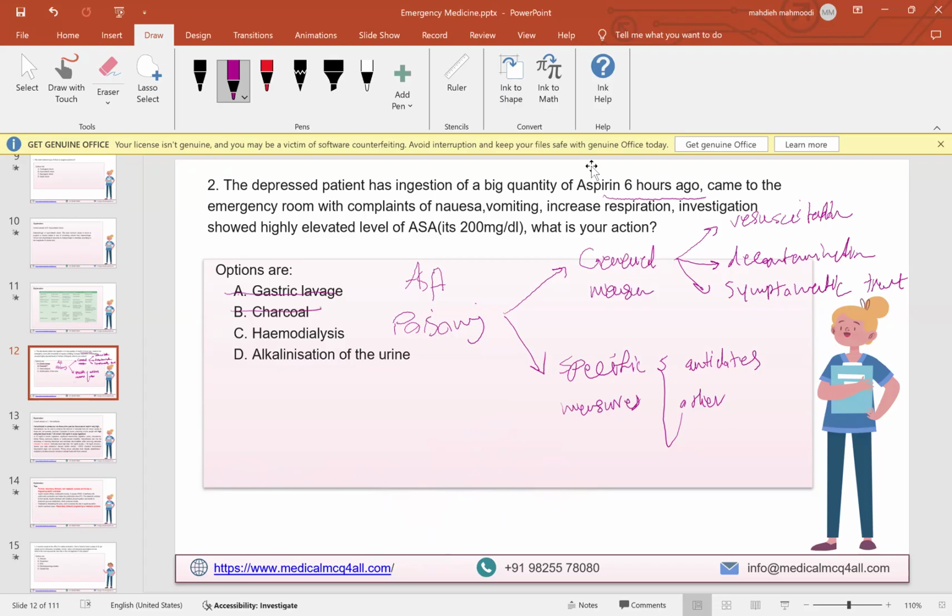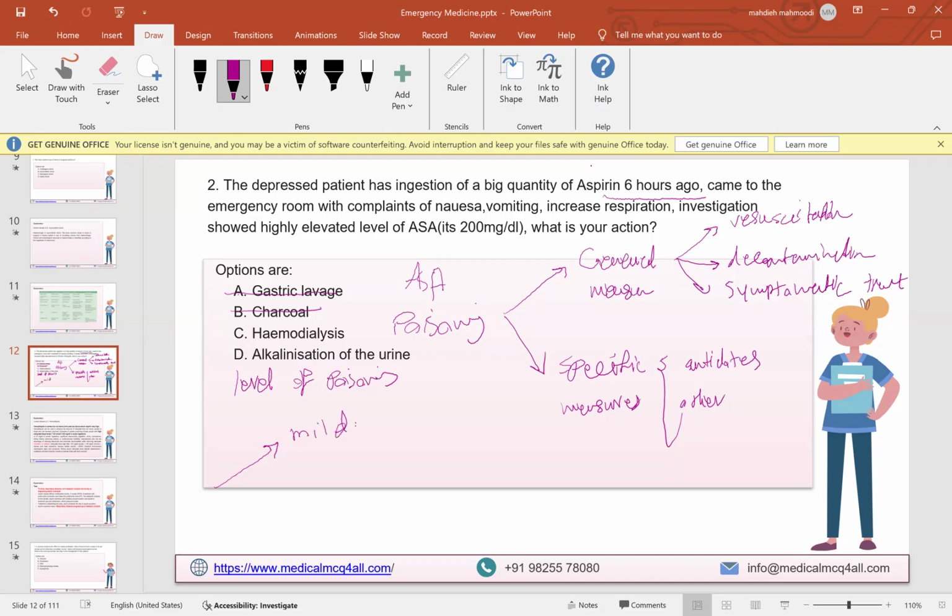So now we go to the specific treatment of aspirin poisoning. Specific treatment of aspirin poisoning depends on the level of the severity of the poisoning. Okay. Level A, mild poisoning.